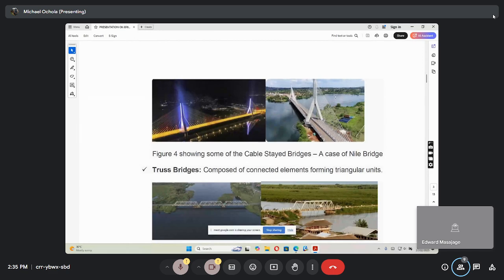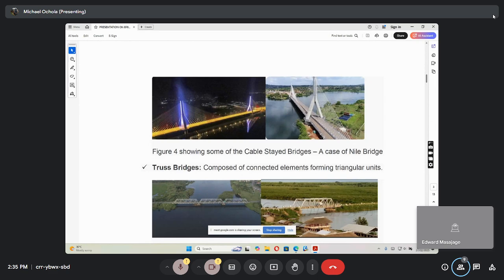Are you saying we don't have engineers in Uganda? Now you are coming. We shall support you, and then see how best we can also take the industry to the next level. So that is another type.